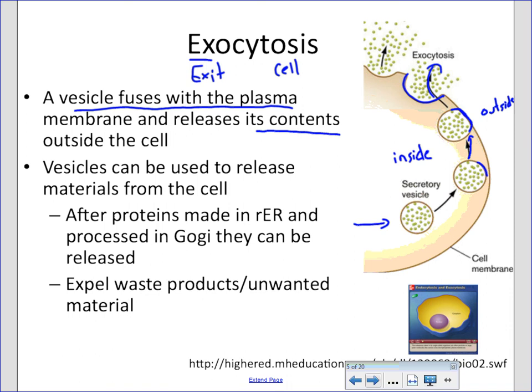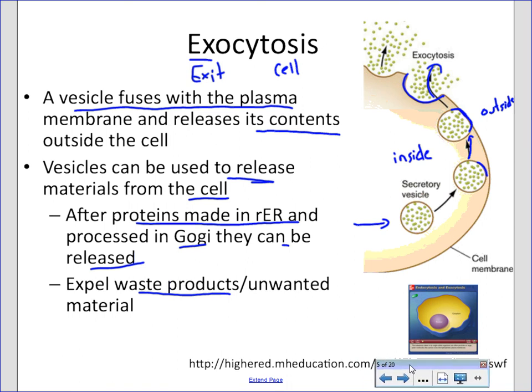So these vesicles are very useful for releasing these materials from the cell. After proteins are made in the rough endoplasmic reticulum and processed in the Golgi, they can then be released. Exocytosis is also useful because it can help expel waste products or unwanted material from various cellular metabolism reactions.